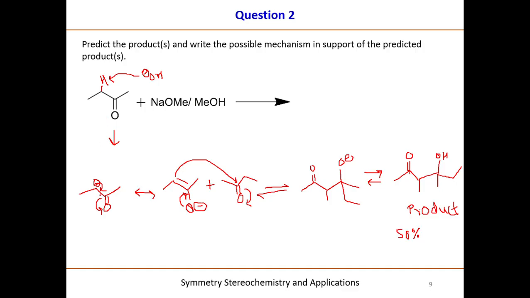So here alpha proton abstraction will take place, and it will form an enolate, and this enolate will undergo reaction with another molecule of the substrate, where this alpha carbon will attack the carbonyl carbon atom to give the corresponding intermediate. Then this O minus will be protonated by the solvent to give this as a product. And because it's a reversible reaction, it's only giving a 50% yield.